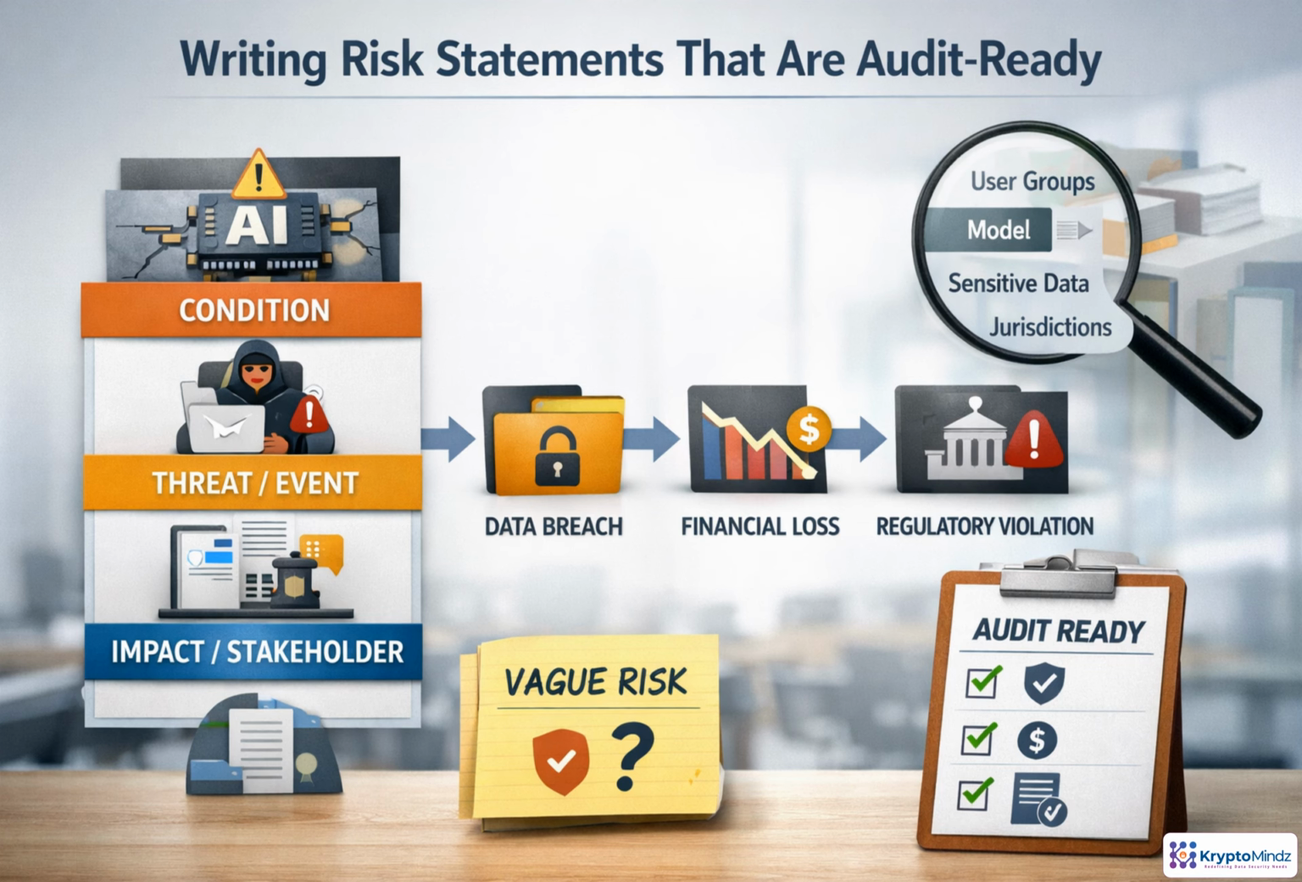A strong risk statement links evidence to consequence. Start with the condition. What is true in the system, data, model, workflow, or jurisdiction? Then name the event that could happen. Finally, state the impact and who or what requirement is affected. Instead of "AI privacy risk," write, "Because customer prompts containing health data are logged without retention controls, unauthorized access may expose sensitive data, resulting in GDPR noncompliance and harm to EU users."